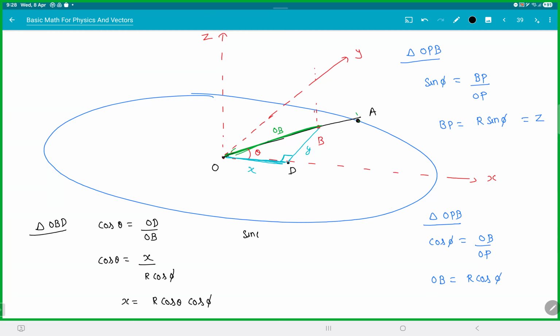Similarly, if you take sin theta, that would be the opposite side, which is BD, by OB, which is y by R cos phi. So we get the y coordinate as R sin theta cos phi. Check, those are your coordinates.